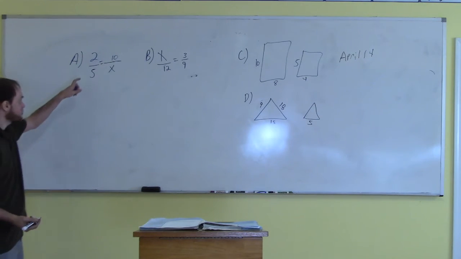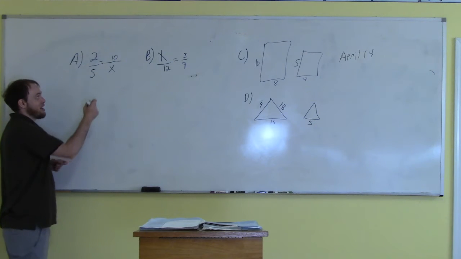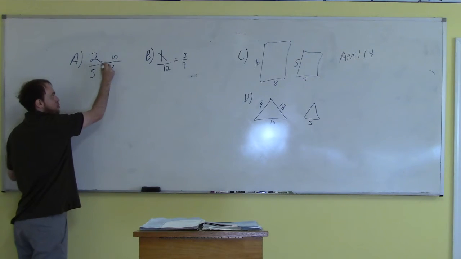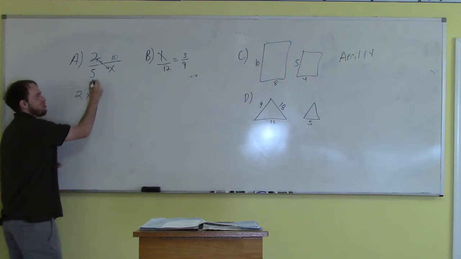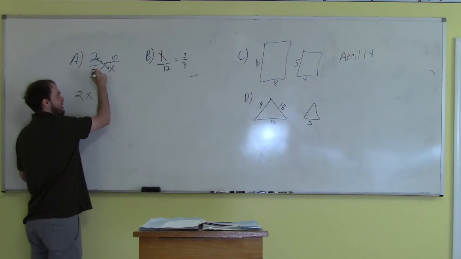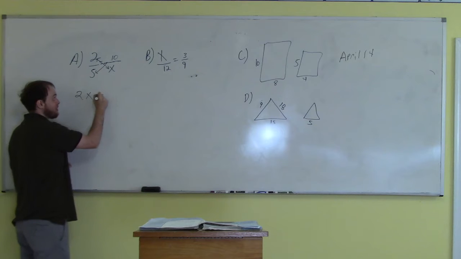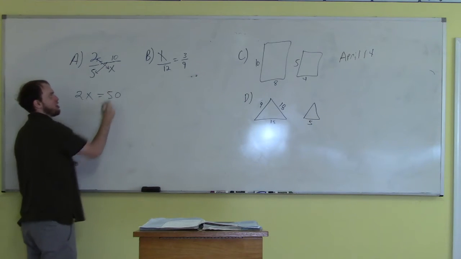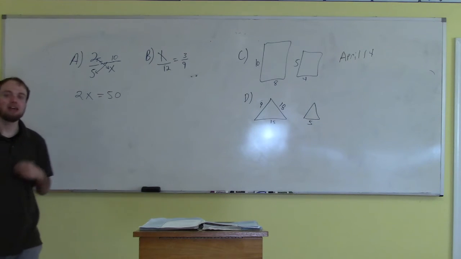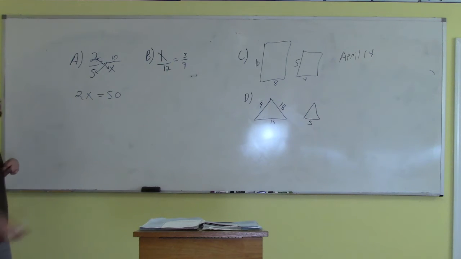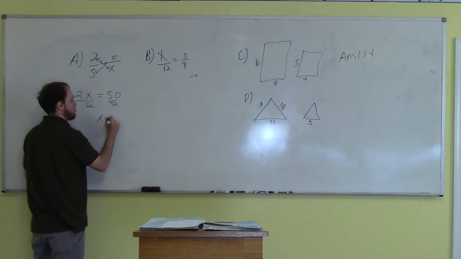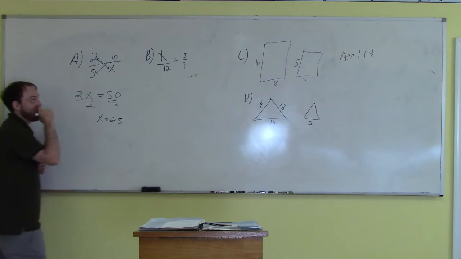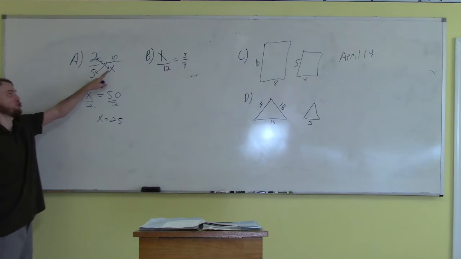And so we're just going to do 2 times x. So cross multiply, 2 times x gives me 2x. Then cross multiply and do 5 times 10, and that is equal to 50. So I get 2x equals 50. Then I'm going to solve for x. So I'm going to divide both sides by 2, and I'll wind up with x equals 25.